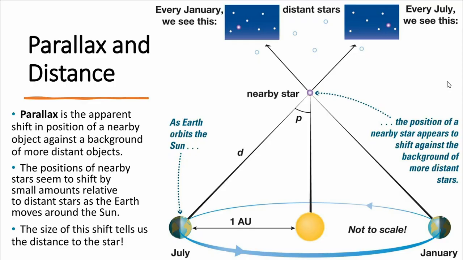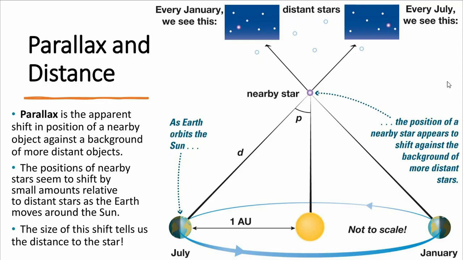So you can see that in the pictures on the top. So the purple star is this kind of nearby star, and in January it looks like it's kind of to the left of this group of stars, and then in July it looks like it's kind of to the right of that group of stars. So because of Earth's motion around the sun, it will make nearby stars appear to move with respect to the background stars.